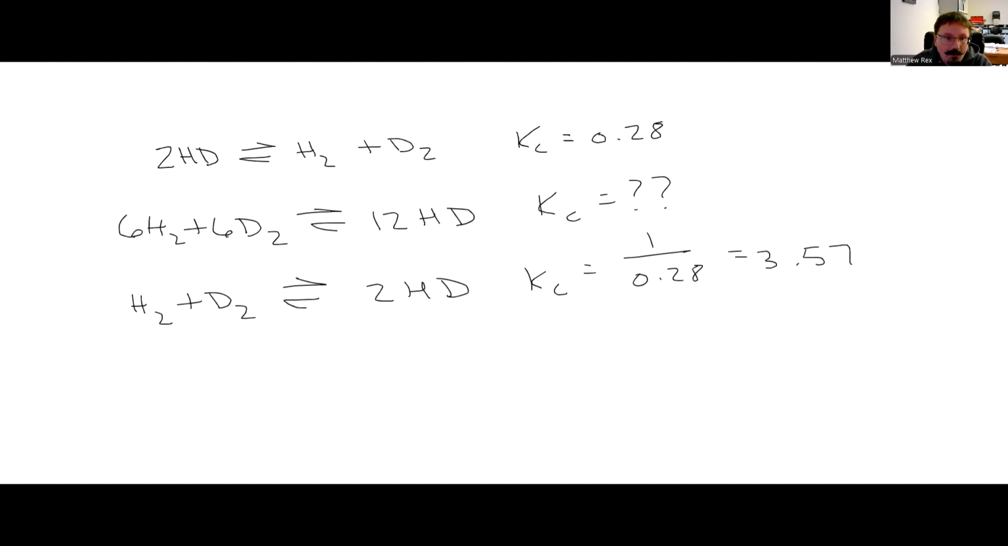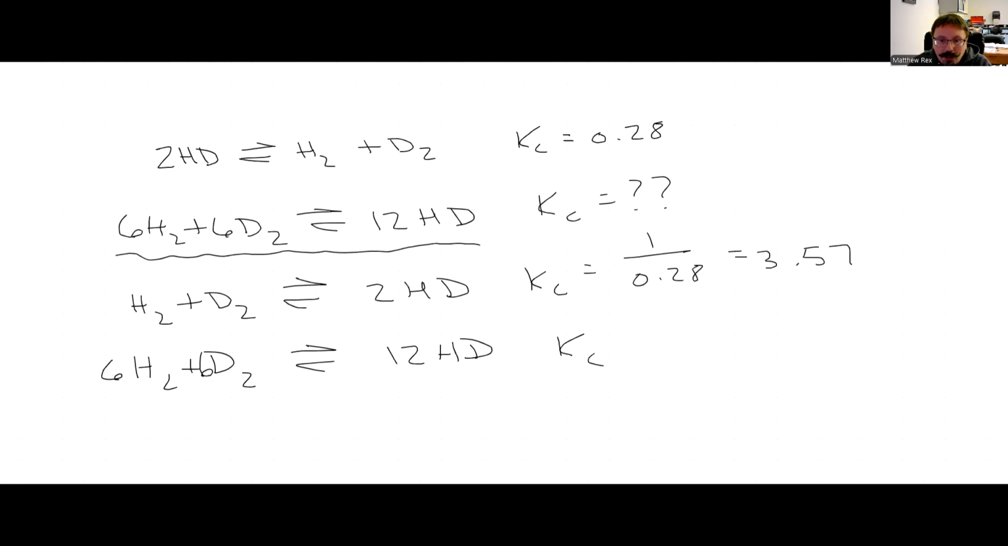That gives me 3.57. Now I'm looking at these and I'm saying, hey, they still don't match, although everything's on the right side. I notice that there's 6 times as much hydrogen and 6 times as much D2 and actually 6 times as much HD. So I'm thinking, you know what? I bet I want to multiply this whole thing through by 6. And if I do that, do I get matching this reaction right here? Yes, I do. So that's what I want to do.